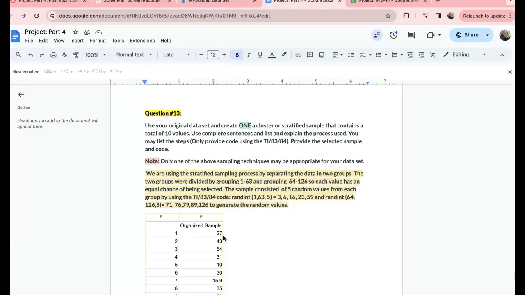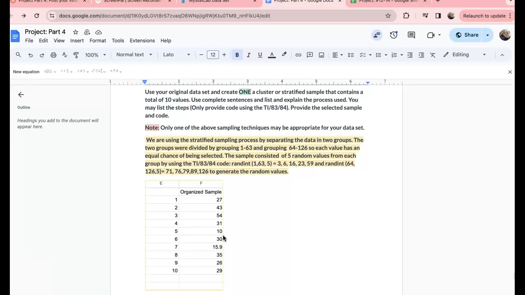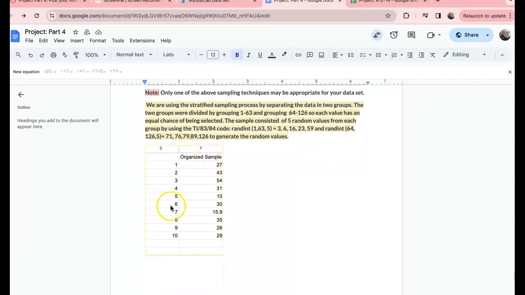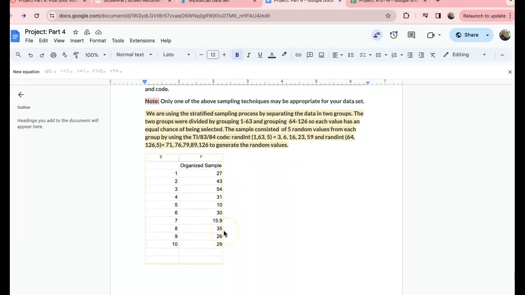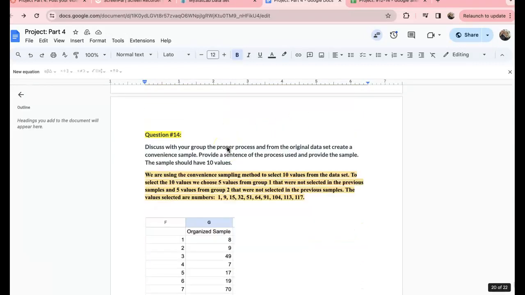We then ran the random integer code on the calculator, and that generated 5 different random values from each group. Those values were 3, 6, 16, 23, 59, and then from the second group, 71, 76, 79, 89, and 126. Together that gave us this organized sample of 10 values, and that was by the stratified ruling.